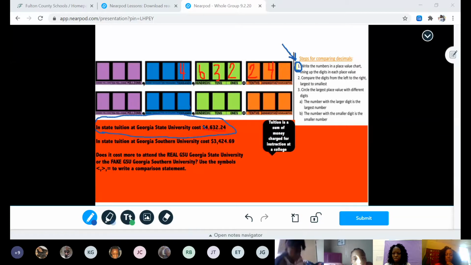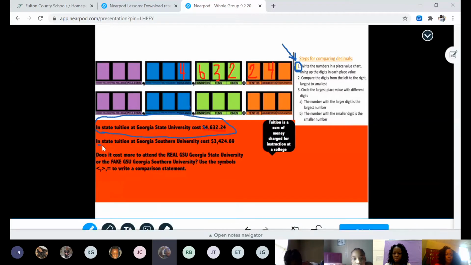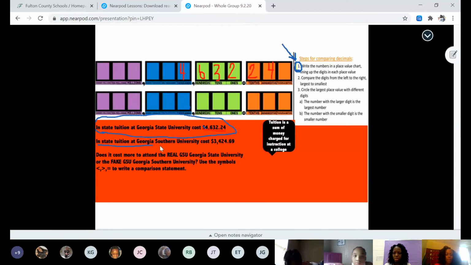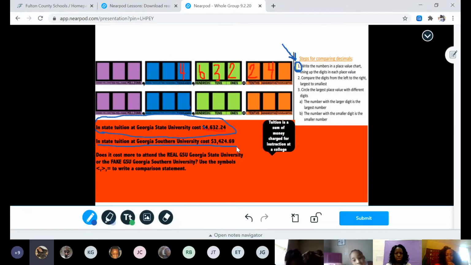Go ahead, Trinaya. Read that second sentence for me. Right here. In-state tuition at Georgia South University costs $3 million. Oh wait, not quite.